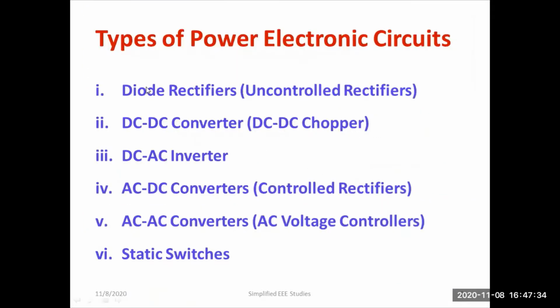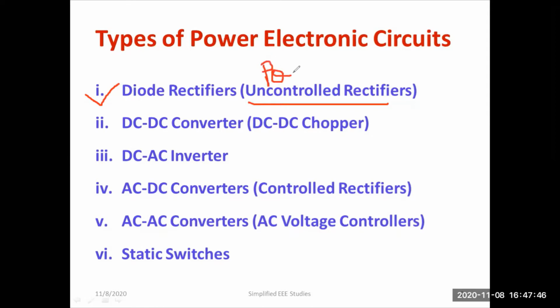As you can observe, these are the different types of power electronic circuits. So we have the diode rectifier. It is also known as uncontrolled rectifiers. We'll be using power diodes. Power diodes are mainly used for this type of rectifier.